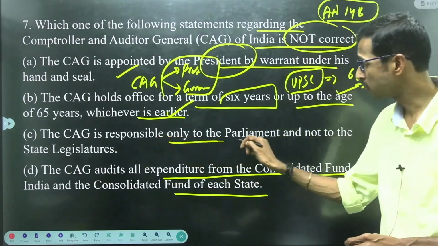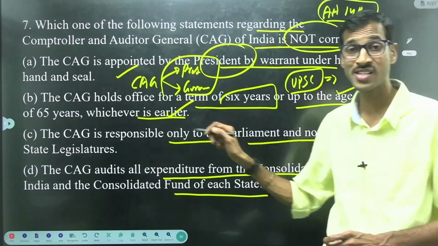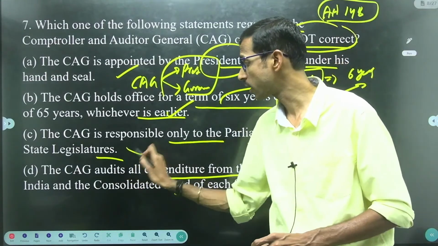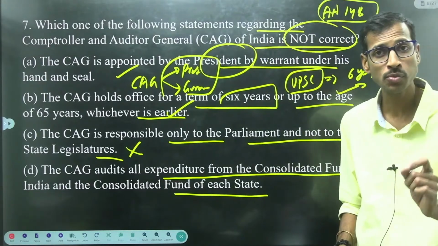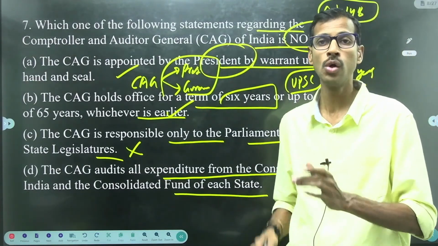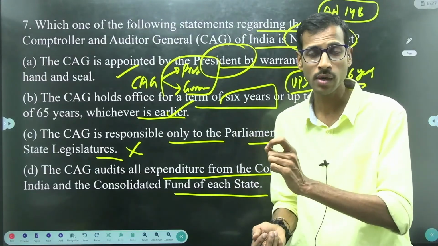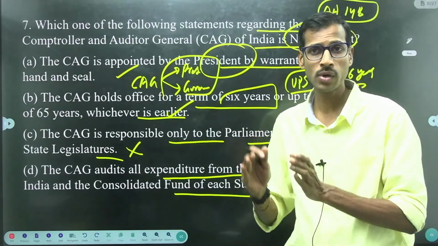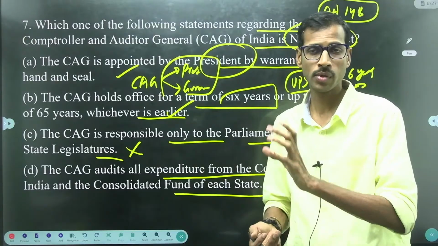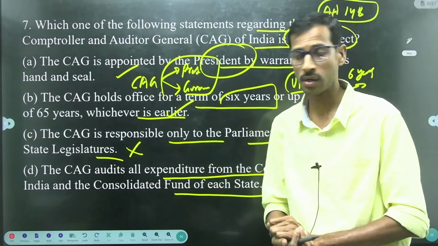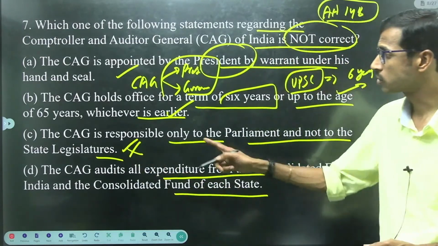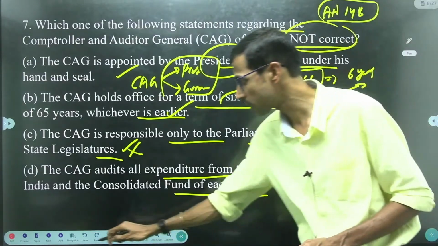CAG is responsible only to Parliament and not to the state legislatures. It is not correct. Why? Because CAG is responsible to the state legislature also through the governor. First of all, he submits the reports to the governor. Based on that report, the governor sends it to the state legislatures. So this is not correct. That's why C is the correct answer.